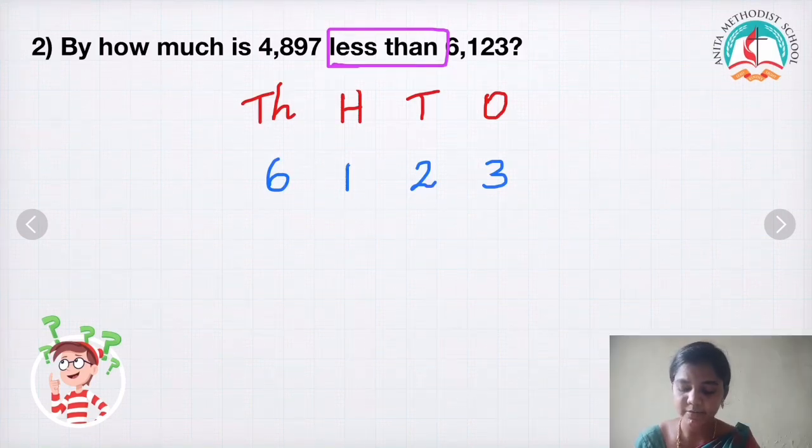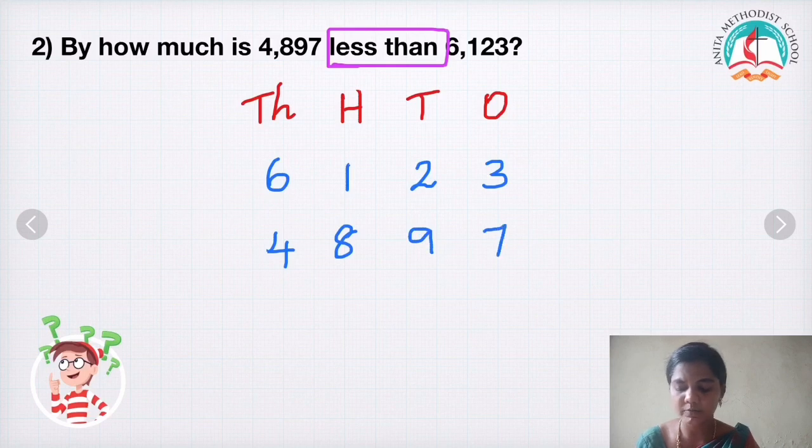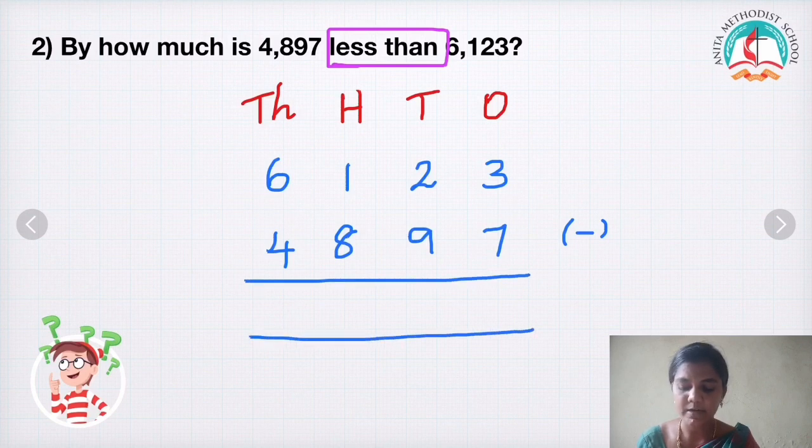Then we need to write the subtrahend, that is the smaller number. Okay, so that is 4897. So here we are going to subtract the numbers. So draw the lines and start from the ones place. In ones place we have 3 and 7.